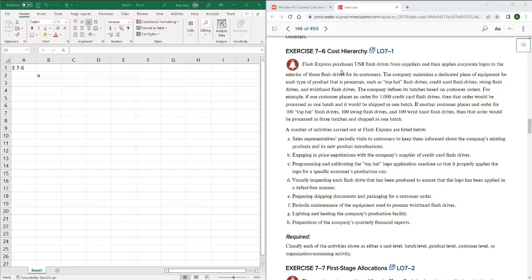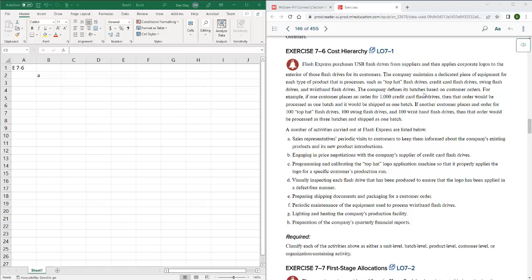The setup here said Flash Express purchases USB flash drives from suppliers, so this is a wholesale basis, and then applies corporate logos to the exterior of those flash drives for customers. The company maintains a dedicated piece of equipment for each type of product that it processes, such as the top hat flash drive, credit card flash drive, swing flash drive, and wristband flash drives.